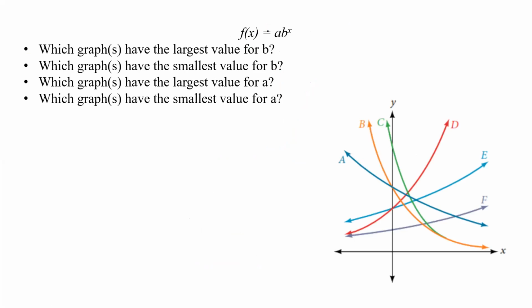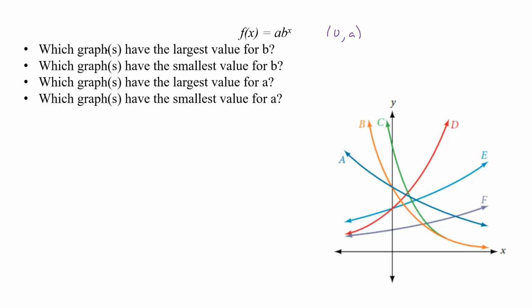Now, what happens if we have a b to the x, okay? Well, remember, a is going to be our initial value. It's the 0 comma a. So that means the larger the a, the higher our intercept's going to be. And our b, remember, that was our steepness. And so the larger the b is for positives, the steeper it's going to be. And on the small side, between 0 and 1, the smaller it is, the steeper it's going to be.